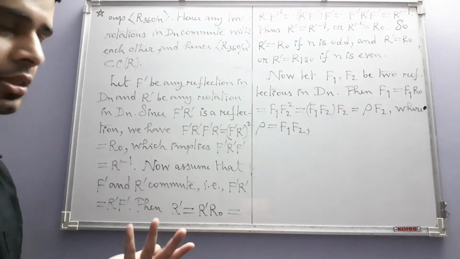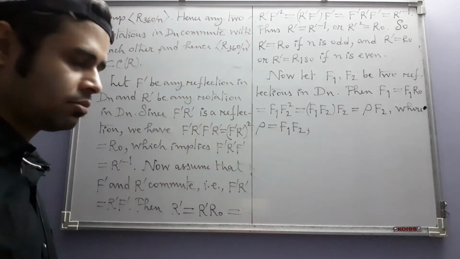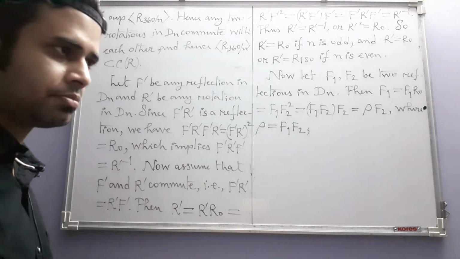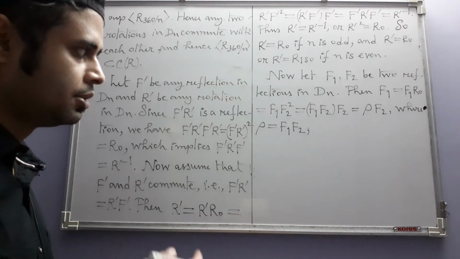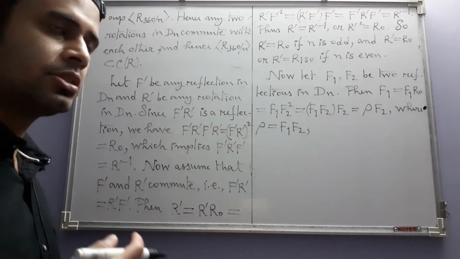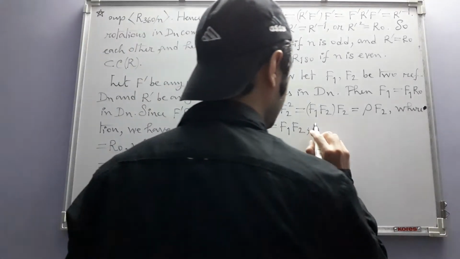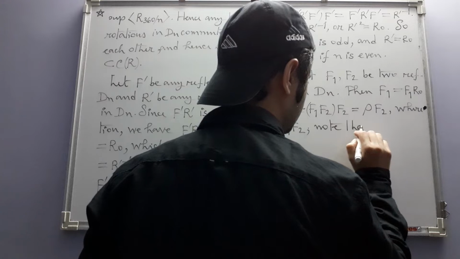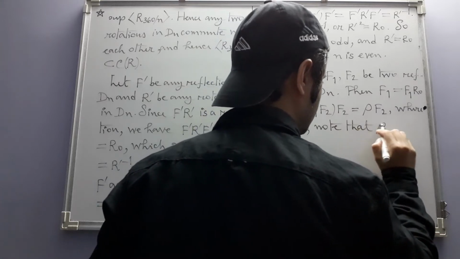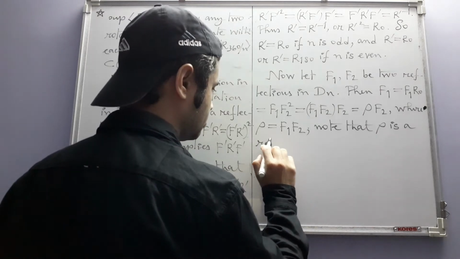We have seen this thing before. You perform F1 and then on the polygon, inside a regular polygon, you again perform F2. So F1 F2 does not change orientation, so it's a rotation. Note that rho is a rotation.